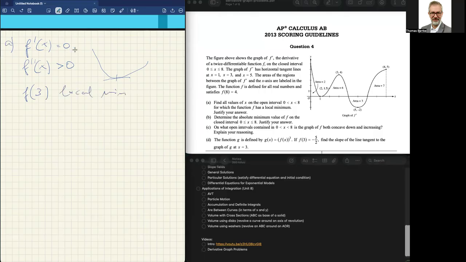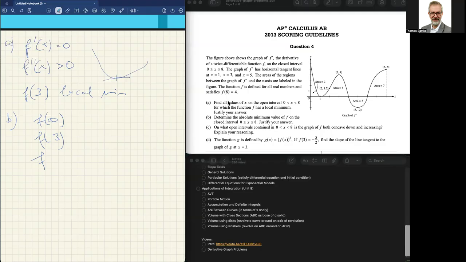Because f prime of x is equal to 0 and f double prime of x is greater than 0. And that's the only point where that applies. Let's go to B, determine the absolute minimum. So for the absolute minimum, you have to take into account the local minimum that you found here and the endpoints. So we want to know the values of f of 0, f of 3, and f of 8.